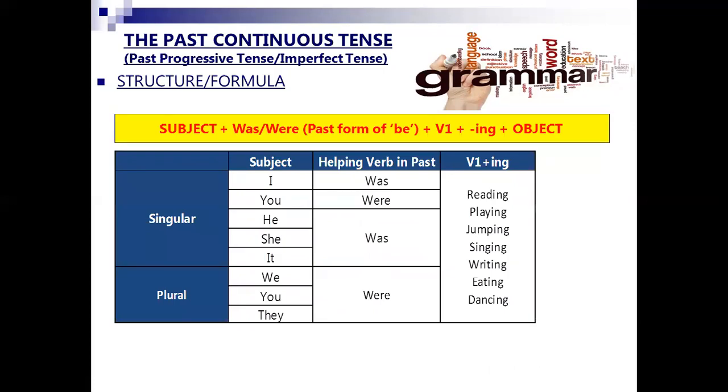Now let's move to the next subtype of past tense, that is the past continuous tense. It is also called past progressive tense and past imperfect tense, because action is going on but the action was going on in the past. Yes, so again we will see the structure or formula of the past continuous tense. See, the formula is subject plus was/were. Was/were is the past form of be, plus V1 plus ing plus object.